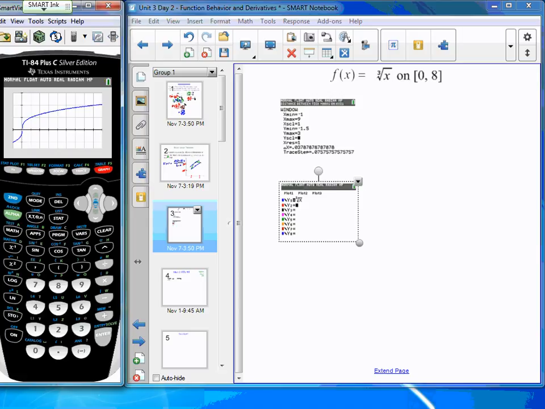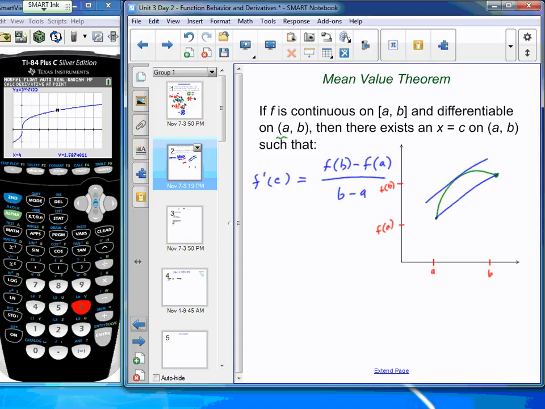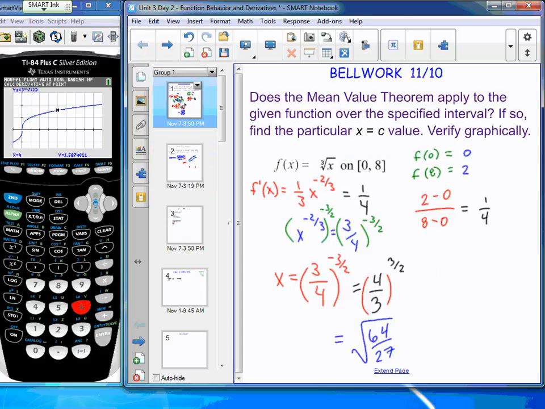And graphically, I know I'll have found the correct c value if the calculated derivative value approximation is 1/4, right? So how do I do that? Well, I can do second, calculate, and my particular x value of concern that I found is 4/3, right? The square root of 4/3 cubed is 64/27, yes?